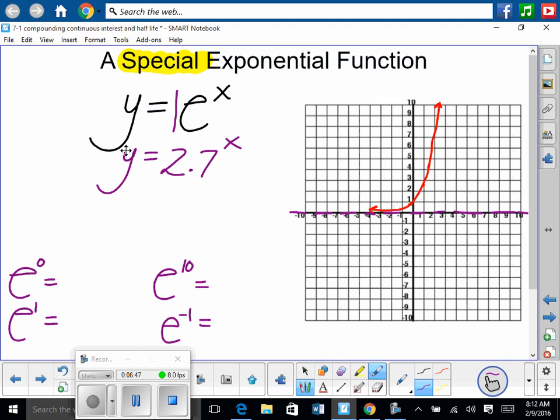What's e to the 0 power? 1. E to the first power was approximately 2.7. What's e to the 10th power? A huge thing, yeah, so 22,026.46. Do you guys see how to do this in your calculator? E to the negative 1: type it in, you get 0.3678. So guys, you can always evaluate a function at a value by just plugging it into your function.